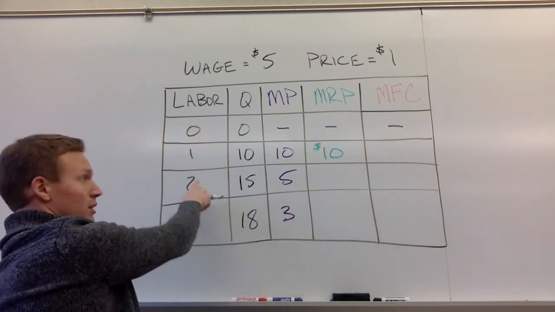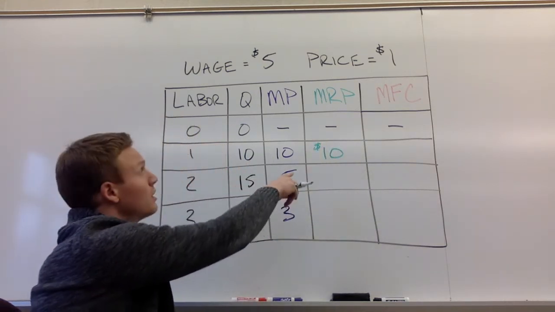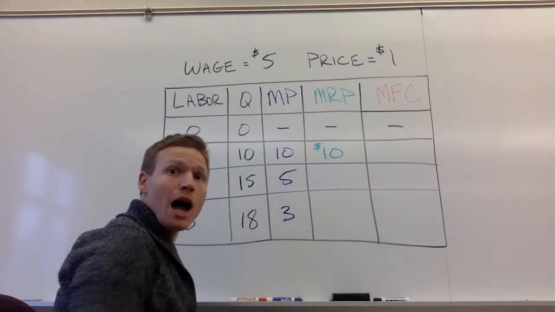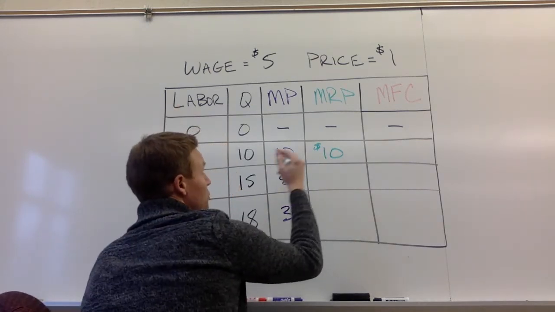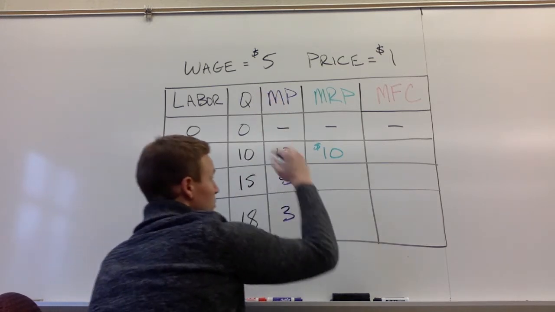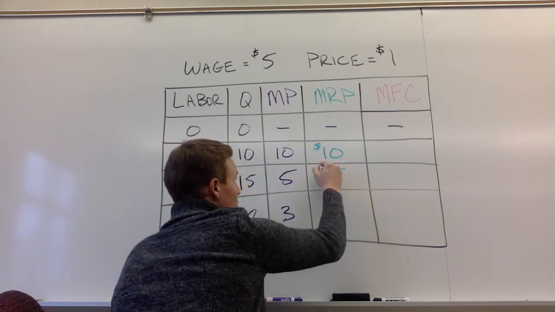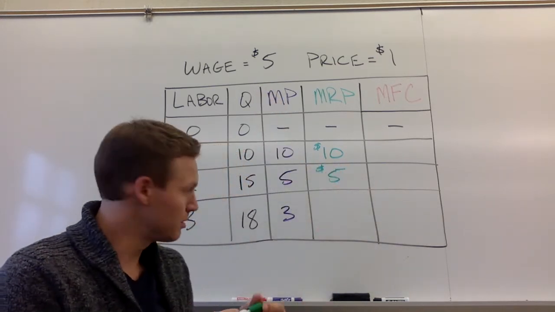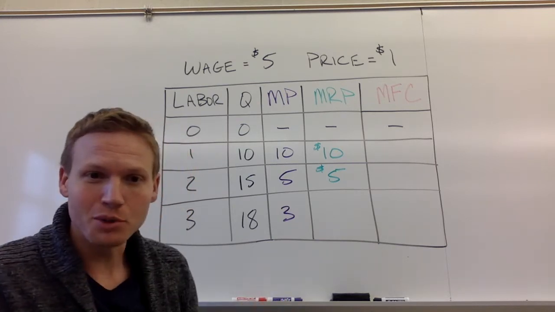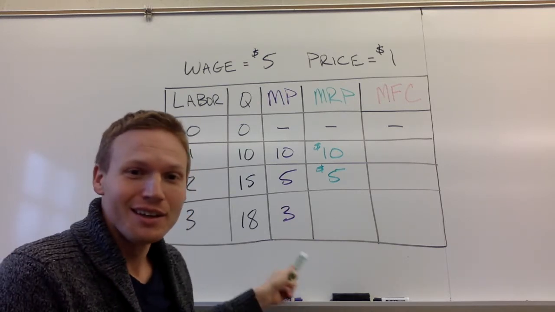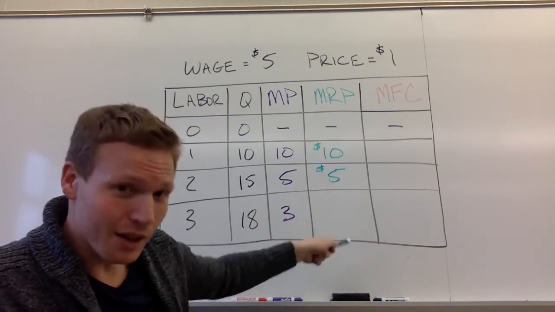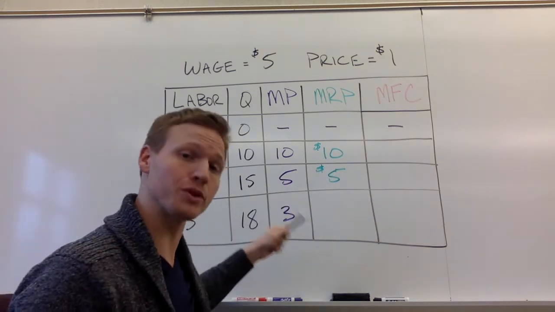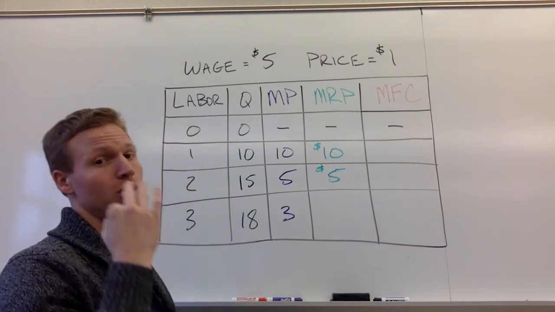For the second worker, they added 5 units times the $1 we can sell each unit for in the market. The marginal revenue product of that second worker is $5. And finally, as you probably guessed in your head just now, the third worker produces 3 units. We can sell each one for $1, so the marginal revenue product of the third worker is $3.